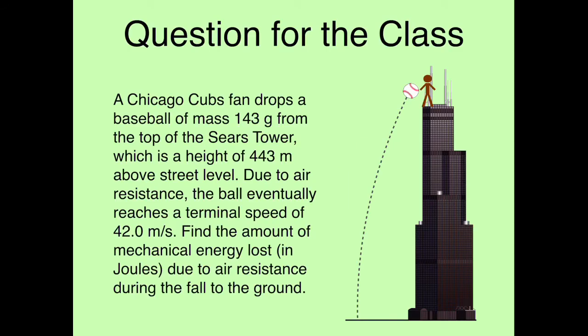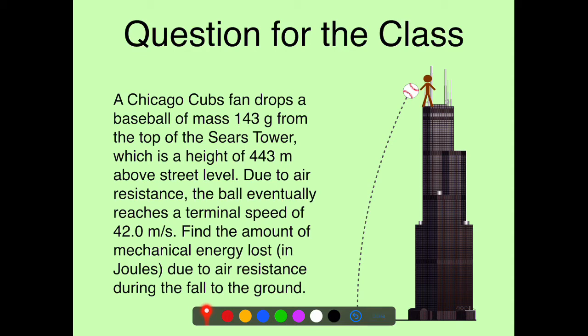Okay, so we'll start by doing a simple calculation. The scenario is this. We have a Chicago Cubs fan standing on top of the Sears Tower, which, by the way, has a height of 443 meters above street level. This fan is going to drop a baseball, which has a mass of 143 grams, from the top of the tower, and it's going to fall to the ground.